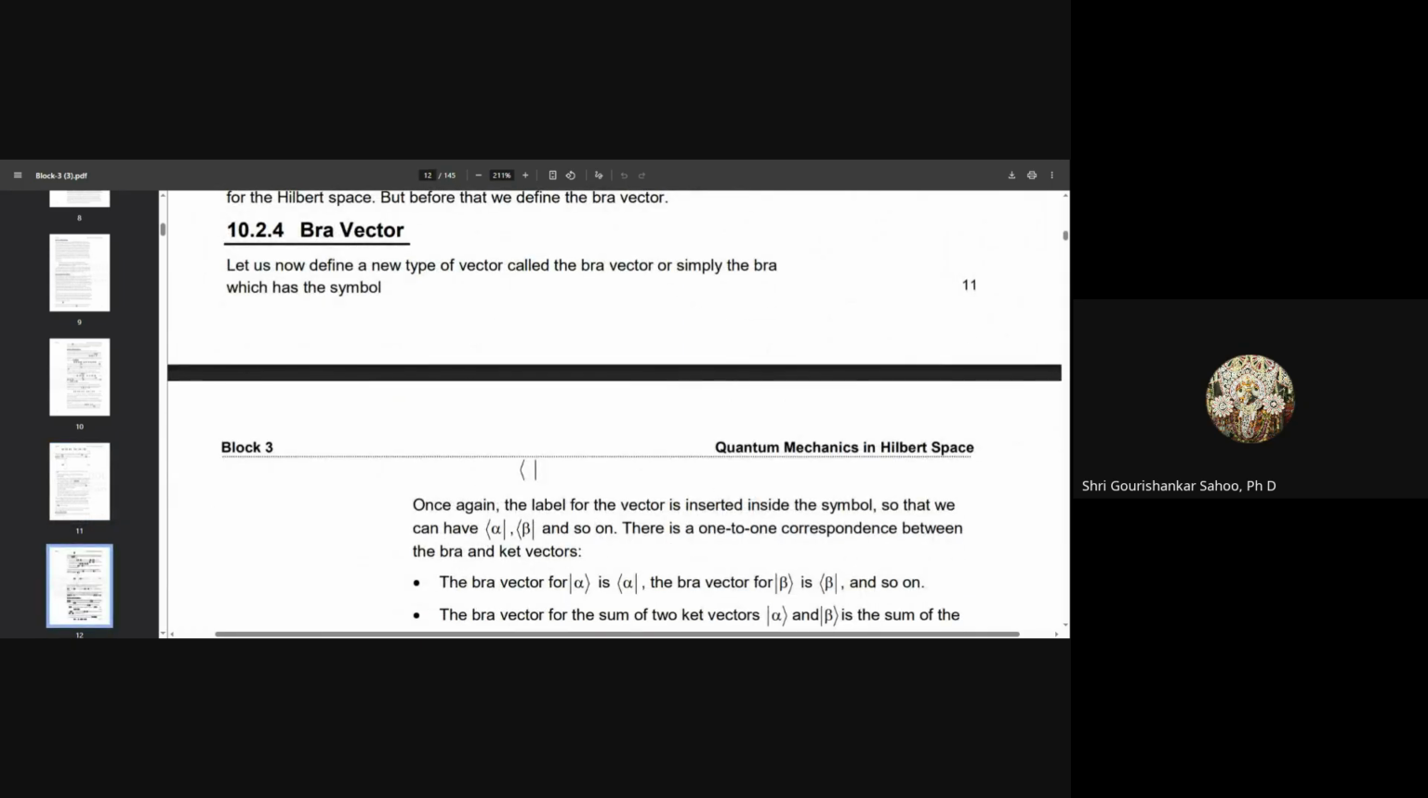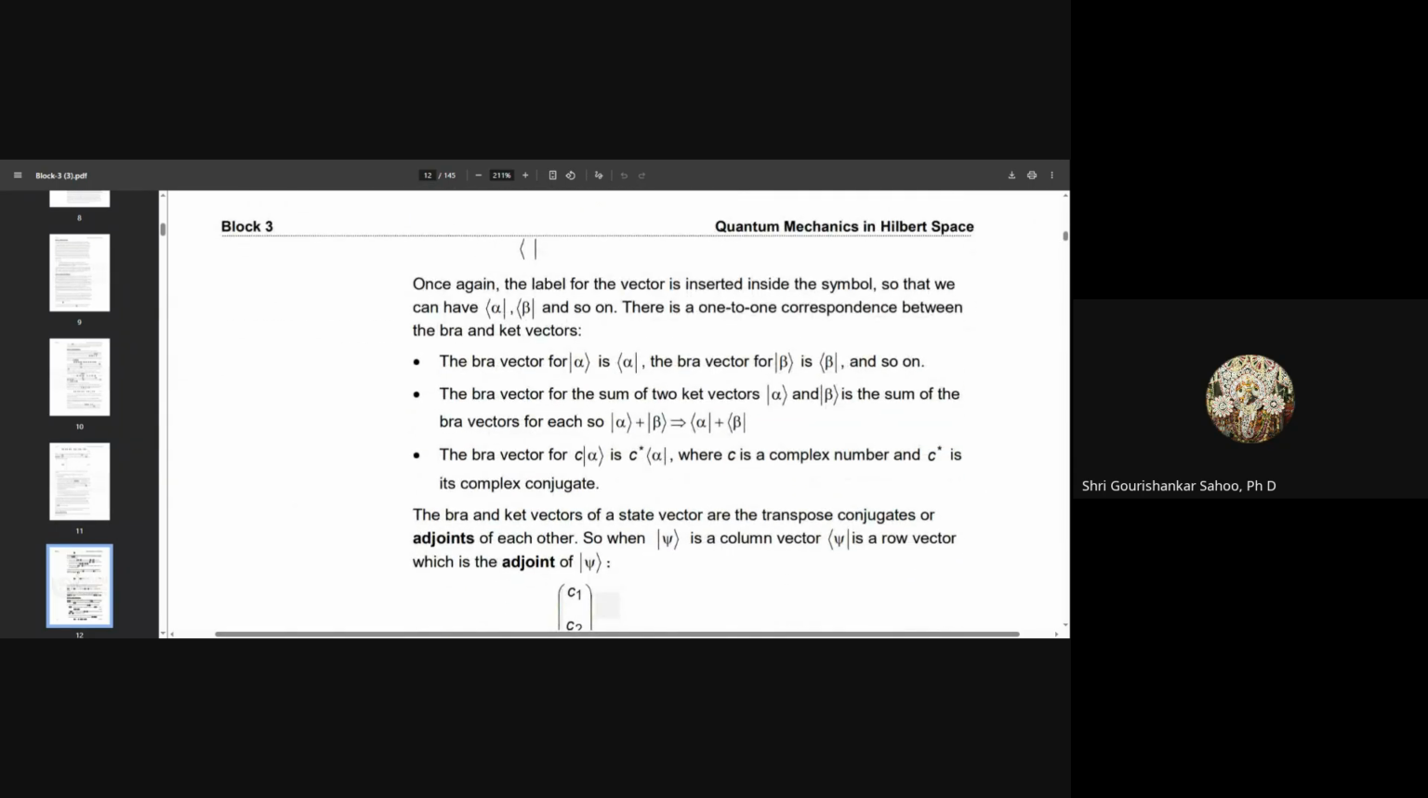Then let us discuss the bra vector. So the symbol is like this, as shown on the screen, a part of the bracket. The label of the vector is inserted inside the symbol. You can have your alpha, beta, psi in this ket or bra vector. So that we can have alpha, beta, and so on, and there is a one-to-one correspondence between bra and ket vectors. The bra vector for alpha ket is bra alpha, and the bra vector for beta ket is bra beta, and so on. And the bra vector for the sum of two ket vectors, alpha and beta, is the sum of bra vectors alpha and beta.